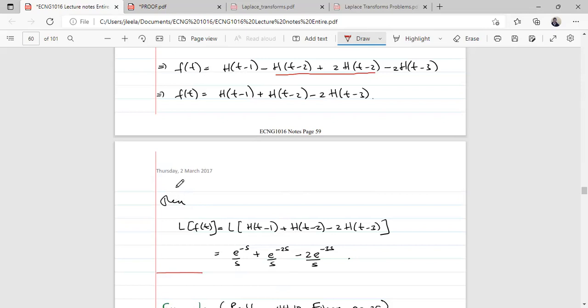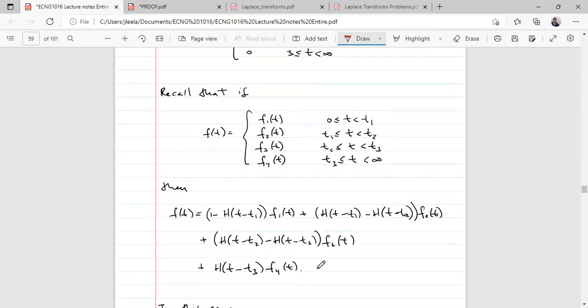And then the Laplace of f(t), right? You take the Laplace of each one of these functions here. And we know that the Laplace of the Heaviside is e to the minus t0 s over s. Your t0 here is 1, so you have e to the minus s over s. And then your t0 here is 2, so you have e to the minus 2s over s. And then you have a 2 in front here, and your t0 here is 3, so you have minus 2 times e to the minus 3s over s.